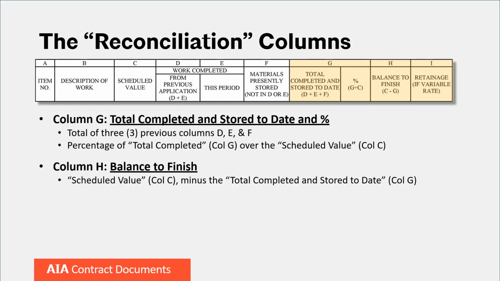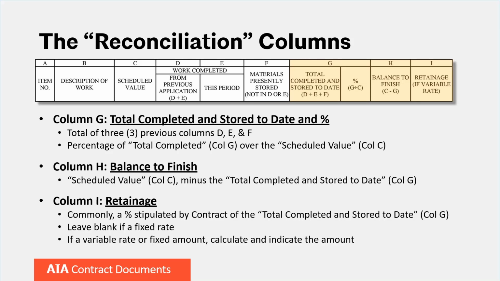Column H indicates the balance to finish, which is the scheduled value in column C minus column G, the total amount completed and stored to date. Pretty simple. Column I is for retainage. Retainage is the amount required by contract to be held to protect the owner from liens. It is not intended to be a bucket of money used for incomplete or defective work or to cover the value of the punch list.